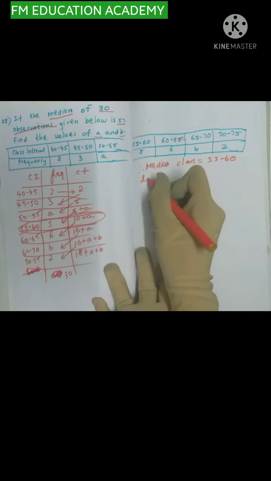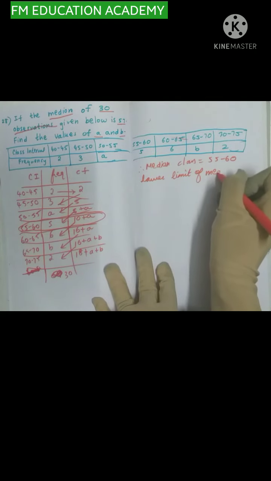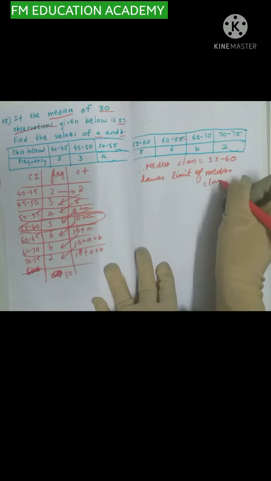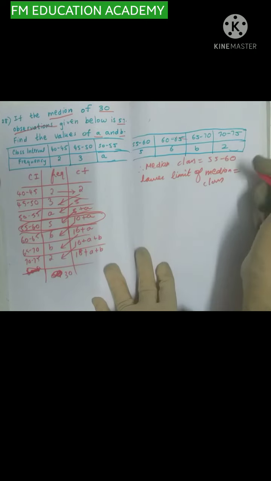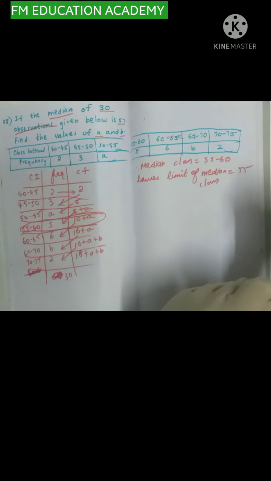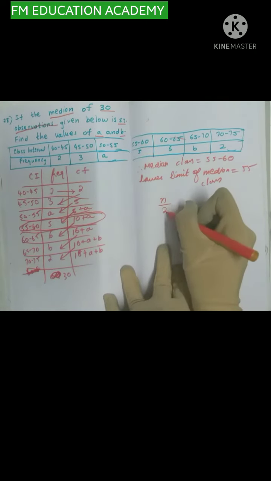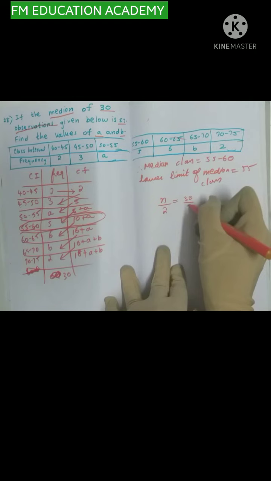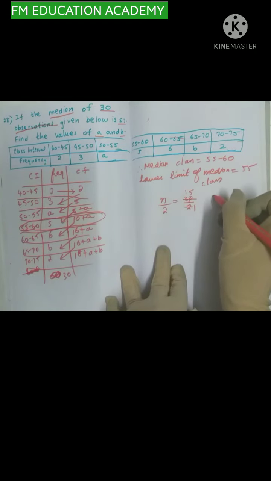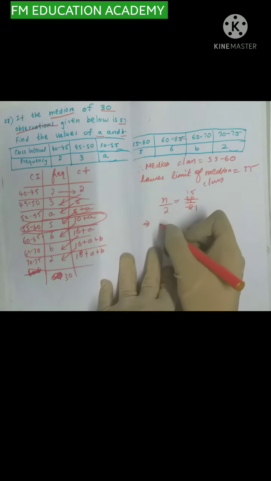So from this we can write the lower limit of the median class, L, is equal to 55. This is known as the lower limit. We know the formula of median is equal to L plus n by 2 minus CF by F into H. So what is the n by 2 value? N is given as 30, so n by 2 is 30 by 2, that is 15.